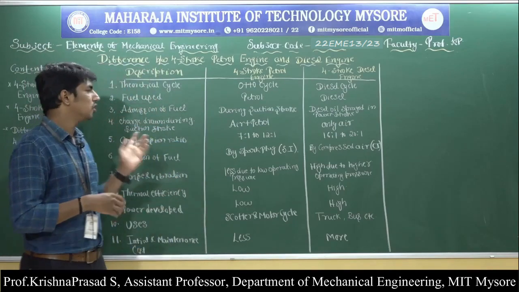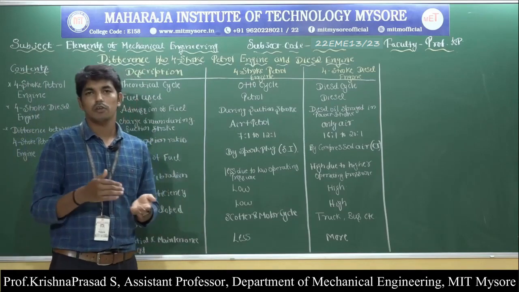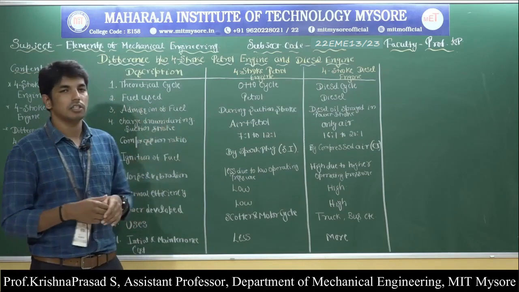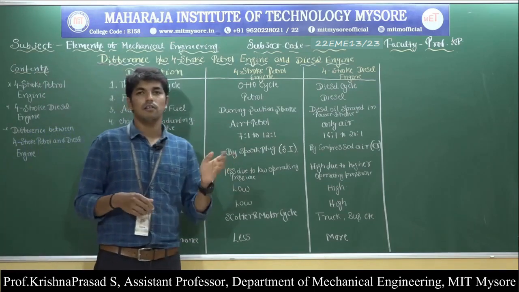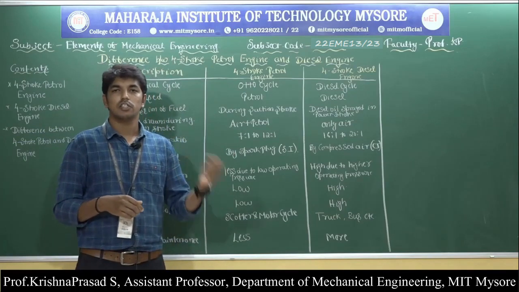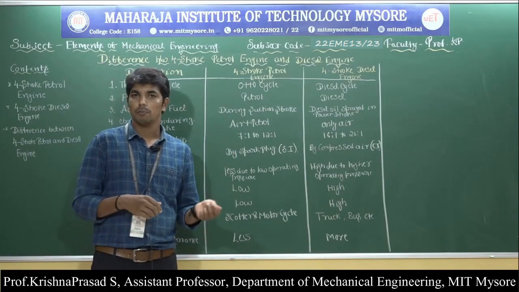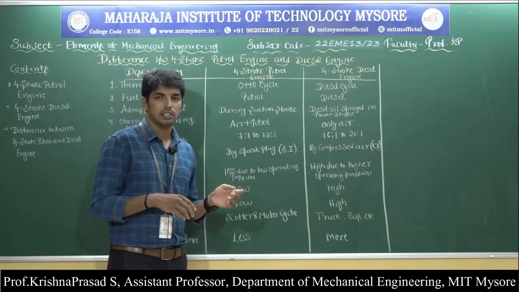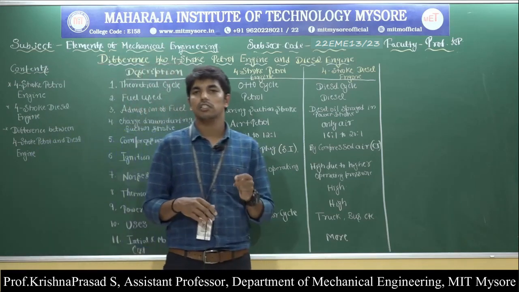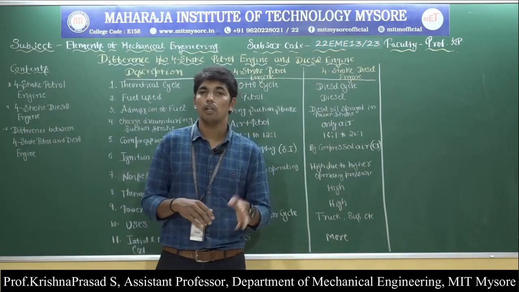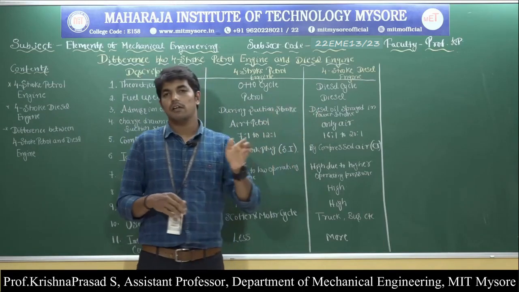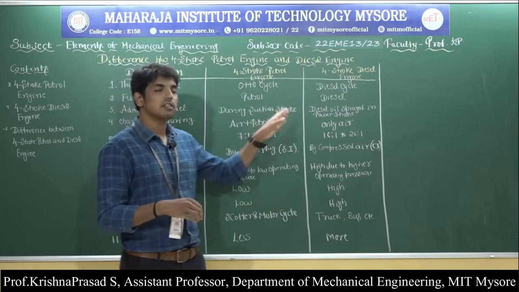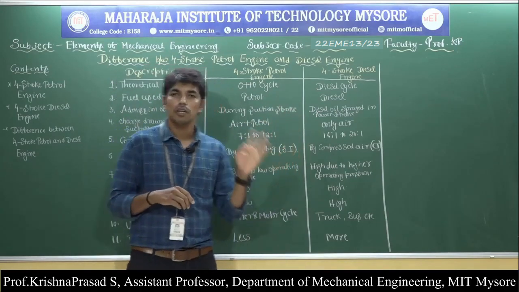Then the third one, admission of the fuel. When the fuel is admitted into the engine cylinder is also very important. In the 4-stroke petrol engine, during the suction stroke itself, the fresh charge of air-petrol mixture enters the engine cylinder through the inlet valve. But what happens in the 4-stroke diesel engine? Only fresh air enters the engine cylinder during the suction stroke through the inlet valve, but diesel oil is sprayed from the fuel injector with the help of the fuel pump during the power stroke. That is very important in the 4-stroke diesel engine.